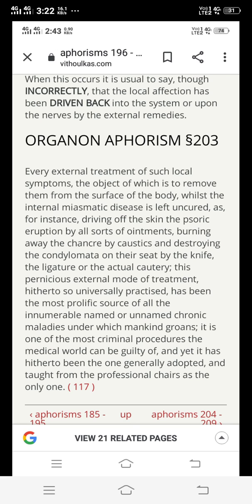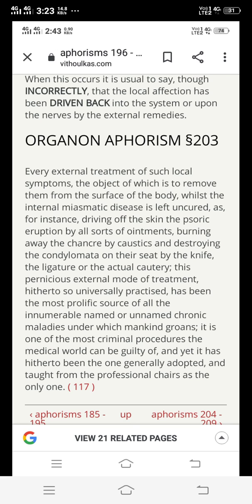For instance, they give different examples, such as driving off the skin, the psoriatic eruption, by all sorts of ointments. That is, if there are some eruptions on the skin and you use some ointments, this is the suppression of those eruptions that leads to the internal cause of the disease, that is psora. Then there is burning away the canker by caustic, or destroying the condylomata.